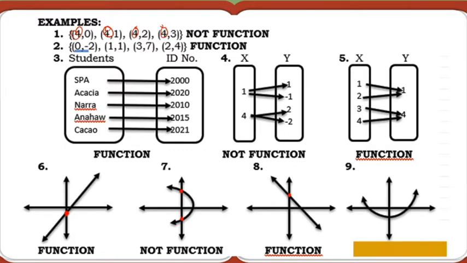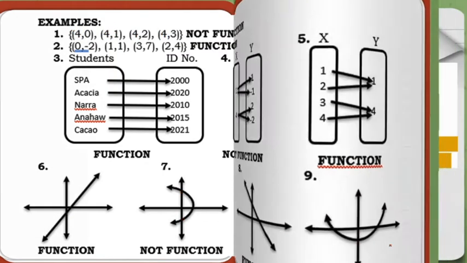Number 9, okay, this is a function. Ito lang siya. Pag sa x-axis, pwede siyang maulit. Pwedeng kahit ilang beses pa yan. Ang tinitignan lang natin is yung sa y-axis, which is yung vertical line. So, dahil isang beses lang siya dumaan, function siya.